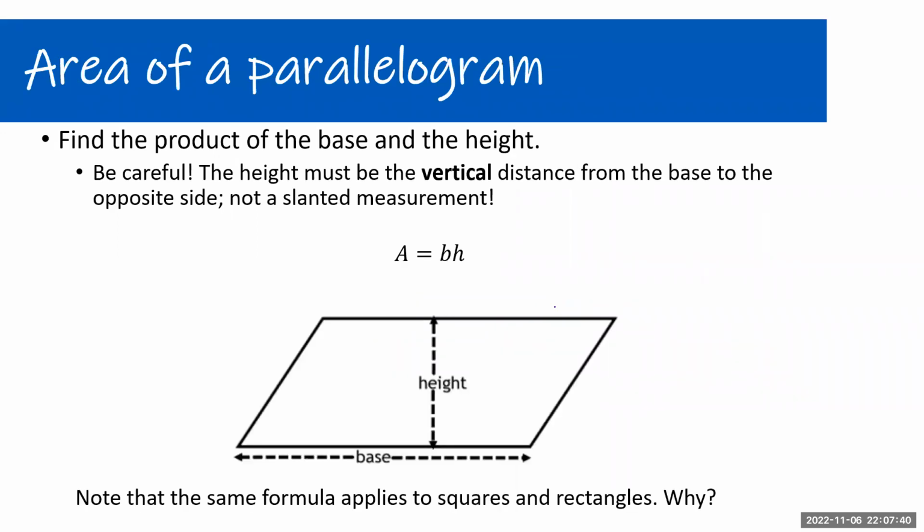So let's dive right in and talk about the area of a parallelogram. So for the area of any parallelogram, remember that a parallelogram is just a quadrilateral where the opposite sides are parallel to each other. So this includes squares, it includes rectangles, it includes rhombuses, all of that stuff, okay? But to find the area of a parallelogram, you are going to multiply the length of the base times the height. Now be very careful here. The height must be the vertical distance from the base to the opposite side, okay?